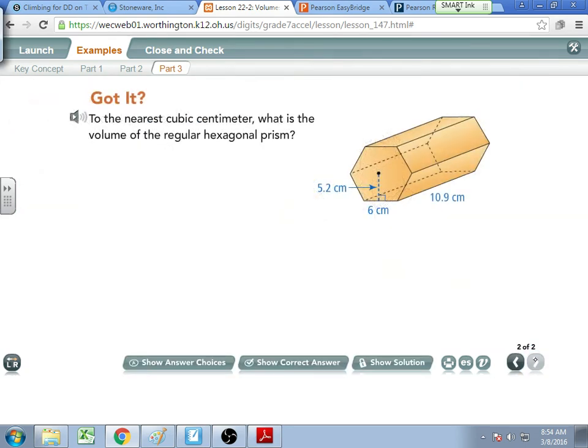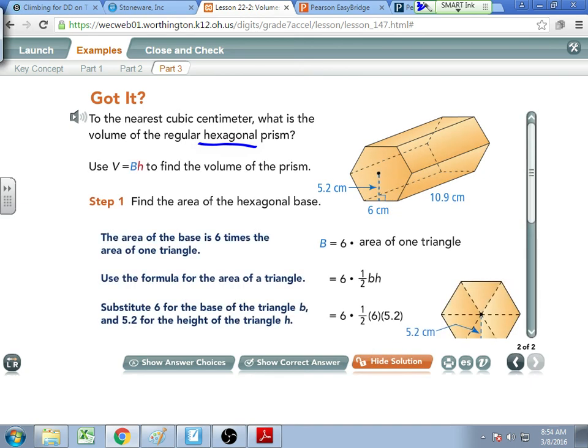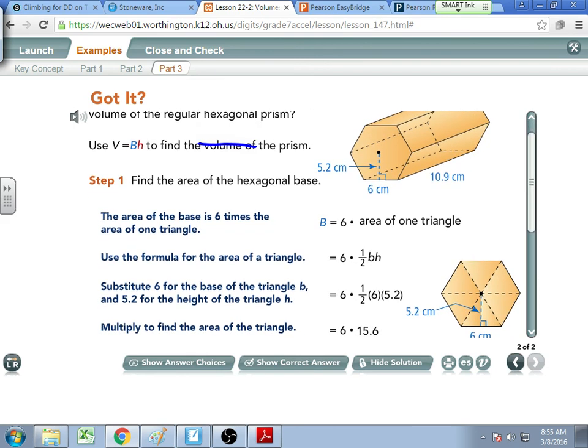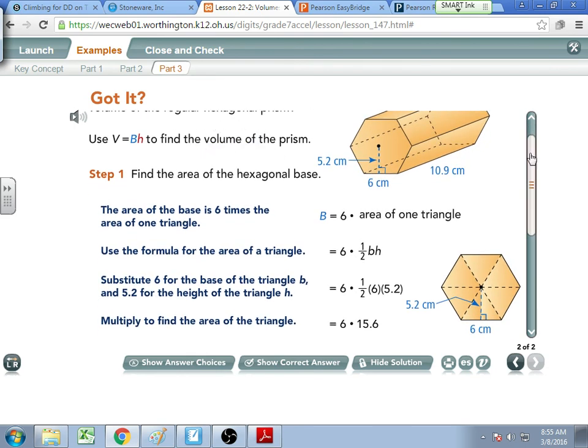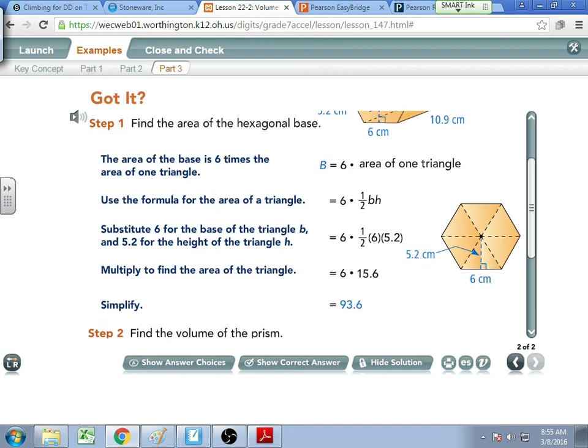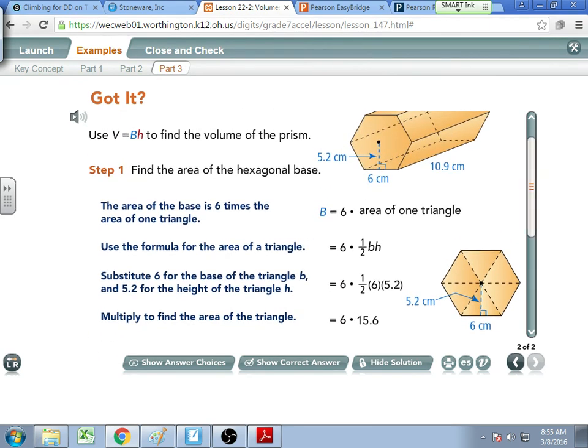We, on our second one, have this hexagonal prism. We see that the hexagon has to be the base. So we break this up and do triangles first and think about that math. So the process that we take there will look something like this. We do 6 times the area of one of the triangles. We find one of the triangles areas by using 1/2 base times the height. Plug in the 6 and the 5.2 because I see here the base of the triangle is 6. The height of the triangle is 5.2.